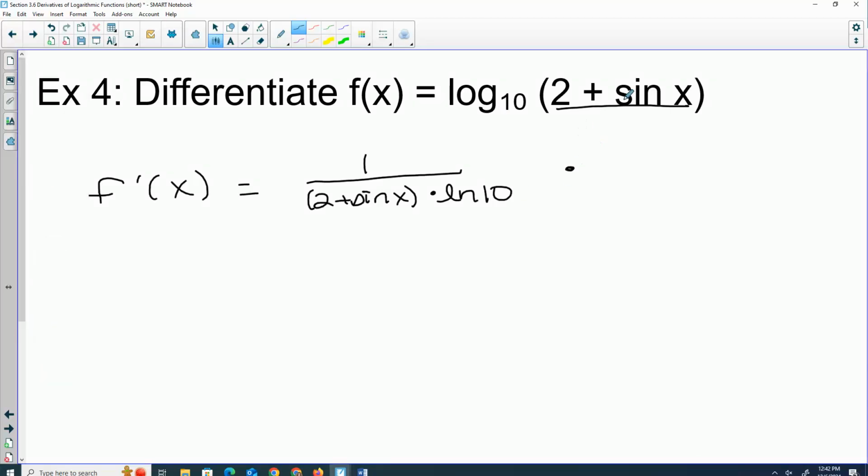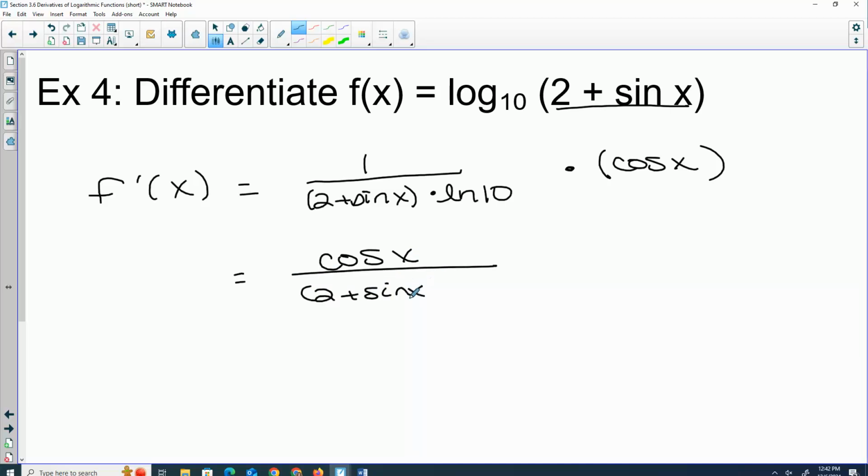Times, we have to do chain rule, derivative of the inside. So derivative of 2 is 0 plus derivative of sine, cosine x. So we get cosine x over 2 plus sine x, natural log 10.